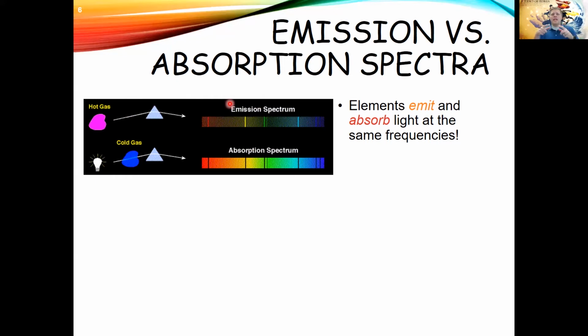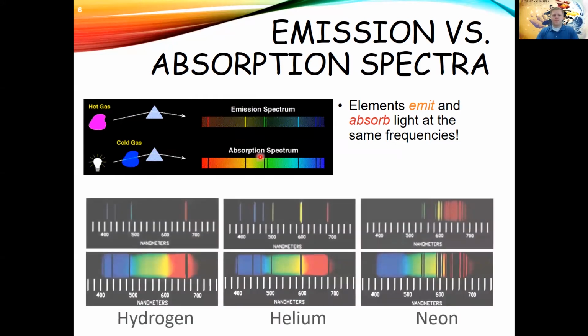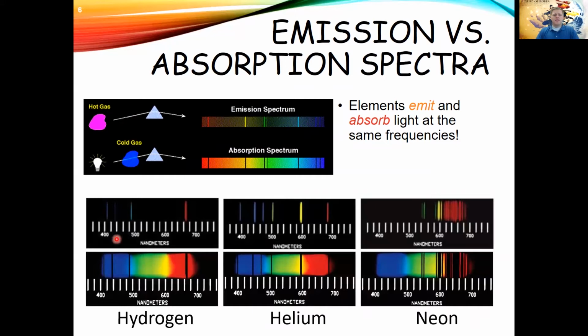So matter emits and absorbs light at the exact same frequencies or wavelengths. It emits light when it's hot, and it absorbs light when it's cold. If we take the spectrum for hydrogen, helium, and neon here, you'll notice that they each have dark lines in their absorption spectrum down here in the same place where they have bright lines in their emission spectrum.